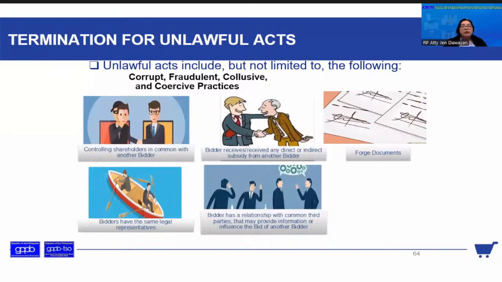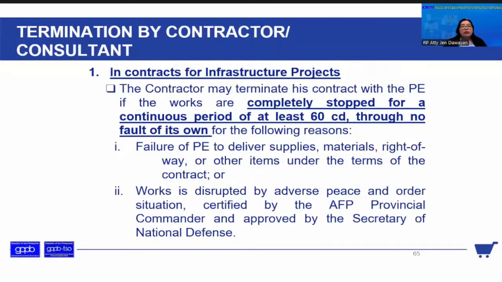So what about the contractor or consultant terminating by himself? No? For construction projects, so for infrastructure project, the contractor may terminate his contract with the procuring entity if the works are completely stopped for a continuous period of at least 60 days through no fault of his own. So 60 days continuously na-stop, na wala naman siyang kasalanan.